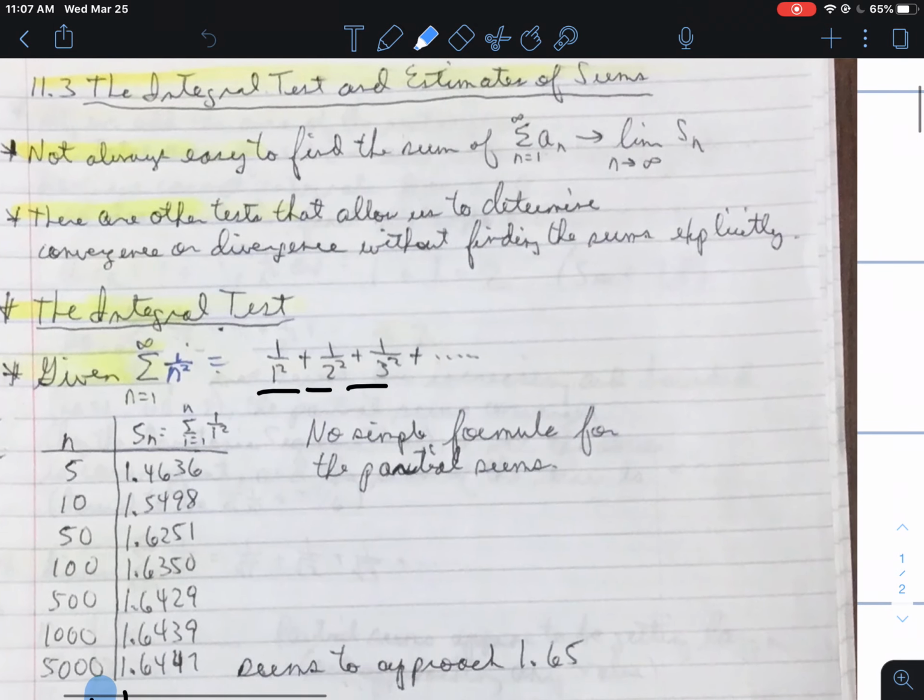Compared to some of the other tests we're going to talk about, it's one that we probably don't use that much, because it is very limited in terms of the types of functions that you can use it with.